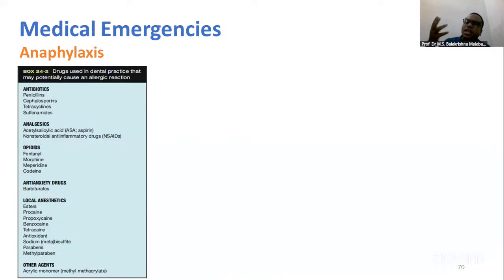And the anaphylactic reaction could be drug induced also, because of any drug, the patient can get an anaphylactic reaction. So the most common ones are antibiotics, penicillin, cephalosporins, analgesics, opioids. So take a screenshot of this. This could be a potential MCQ question.